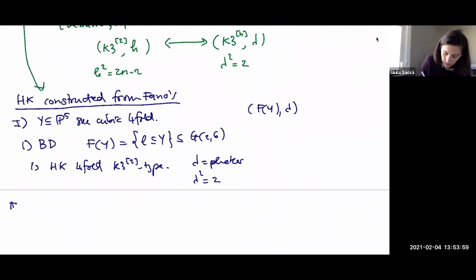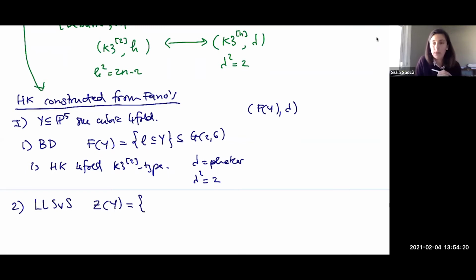Okay, so that's the first example. And the second example is the Lehn–Lehn–Sorger–van Straten eightfold, and I'll denote it by Z(Y). This time, instead of parametrizing lines, rational curves of degree 1, we parameterize rational curves of degree 3, so twisted cubics.